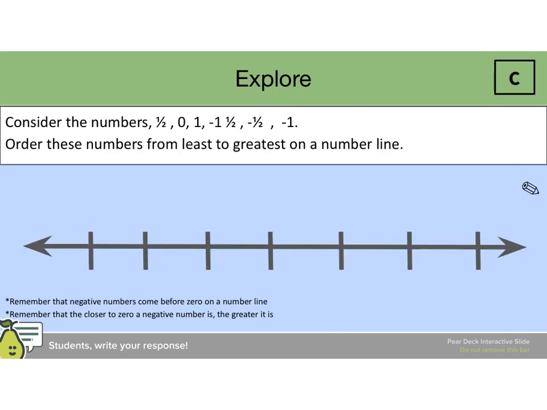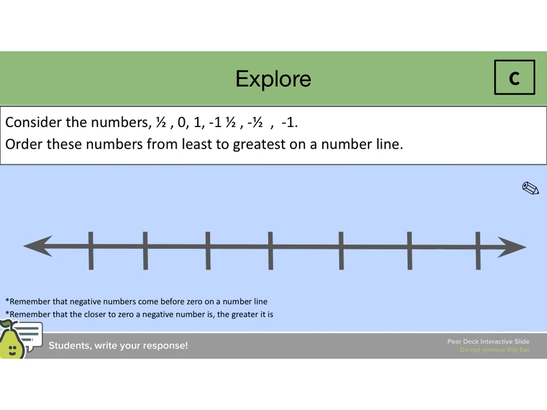For the explore, students are to consider the numbers 1/2, 0, 1, -1, 1/2, -1/2, and -1. Order these numbers from least to greatest on a number line. As with the introduction, you should provide students with a number line.